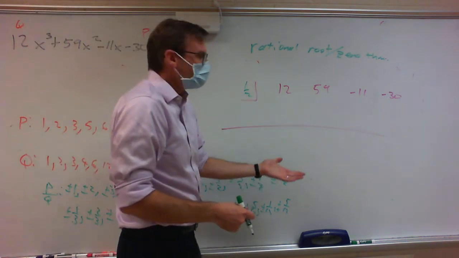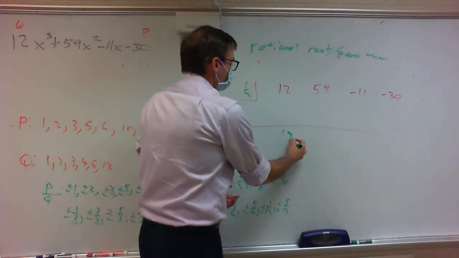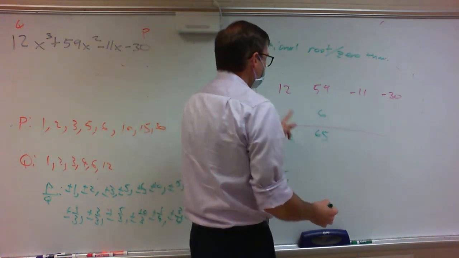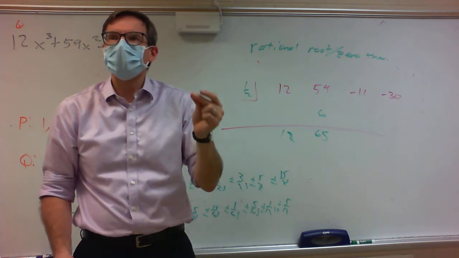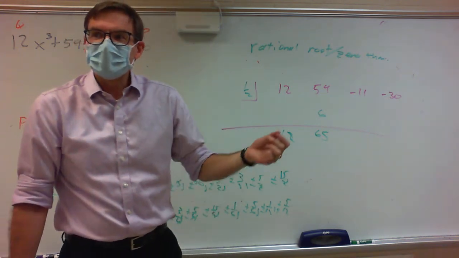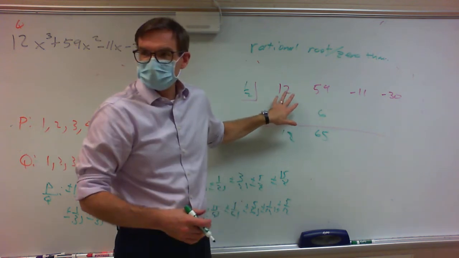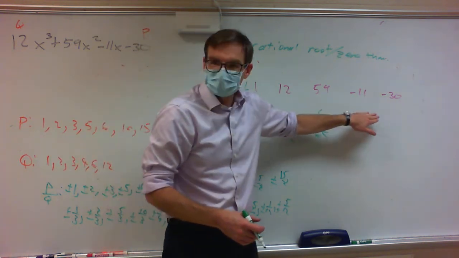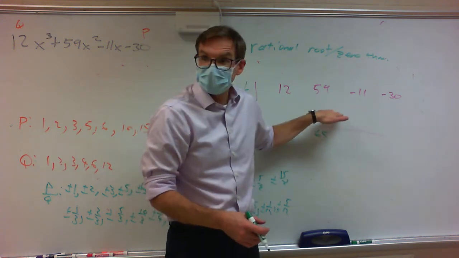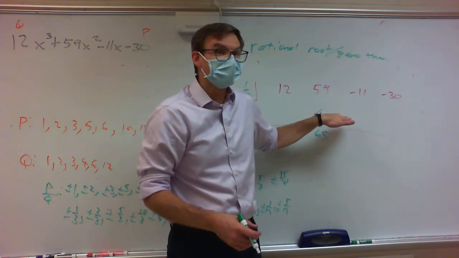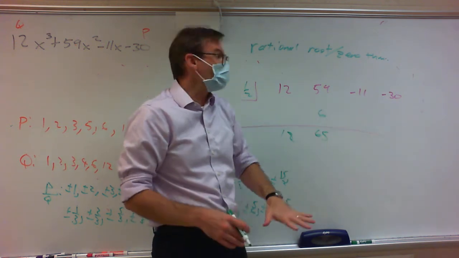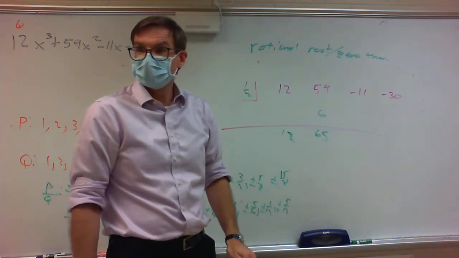And when I go through 1/2, I bring down the 12. 1/2 of 12 is 6. That's going to give me 65. 1/2 of 65. At this point, I know it doesn't work. And here's why. Remember when we started doing this, I said if you ever get a fraction in this line, it doesn't work. Do you see that we're going to get a fraction here? So at this point I can stop. I know that 1/2 is not going to work.